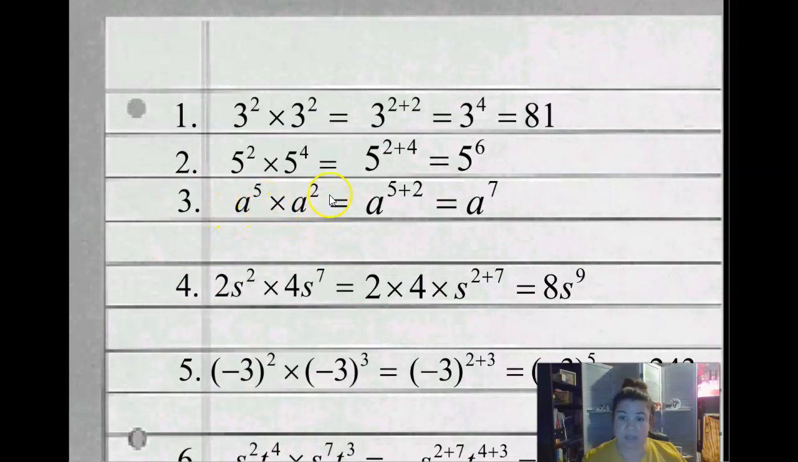Okay, you're supposed to do number 3. A to the 5th power times A to the 2nd power. Remember, we're just adding. So it would be A to the 7th power because 5 plus 2 is 7. Okay.